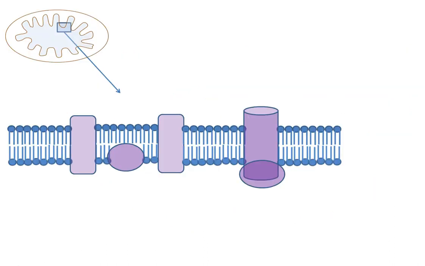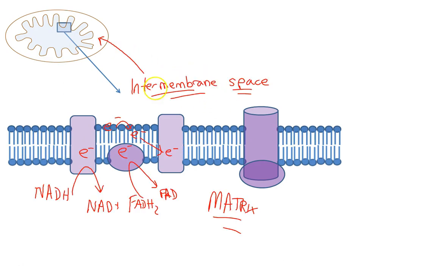The electron transport chain requires its unique slide, so I can zoom in on the inner membrane of the mitochondria right here. This is perhaps on one of the folds of these cristae. This is the membrane. On the top is going to be the intermembrane space. The intermembrane space is the space in between the inner membrane and the outer membrane. On the bottom side of this membrane is the matrix. That's the inside of the mitochondria.